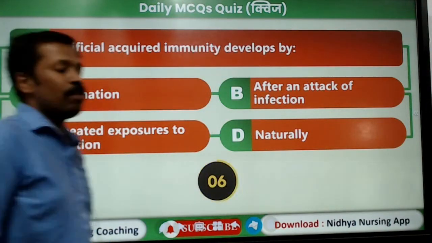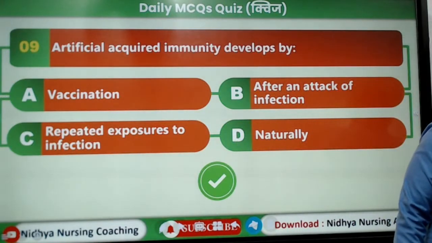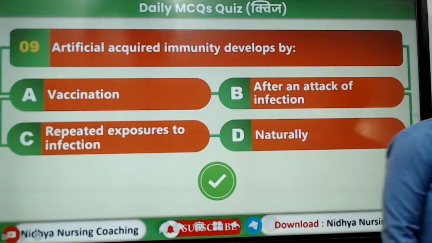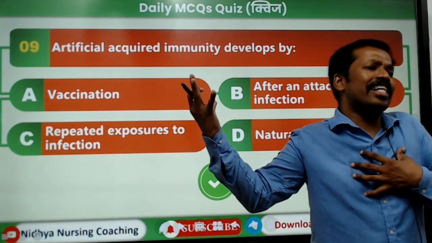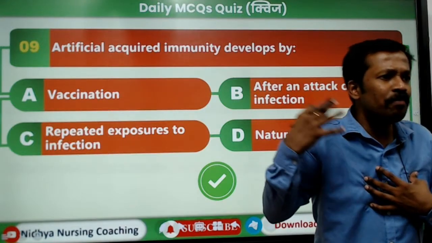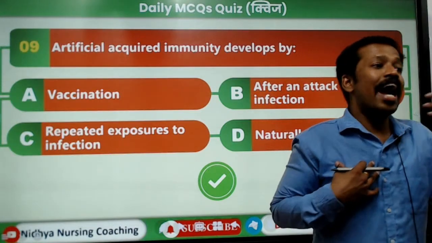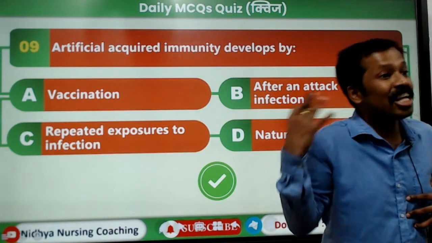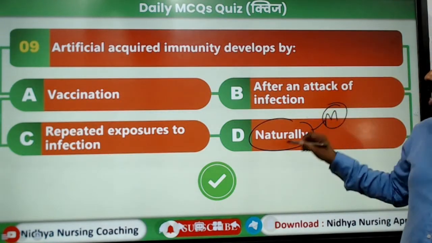Artificial acquired immunity develops by which of the options? Vaccination, after an attack of infection, repeated exposure to infection, naturally. What do you mean by naturally? Naturally means either it is getting from mother or through an infection. So here natural means through mother, and artificial means something else.